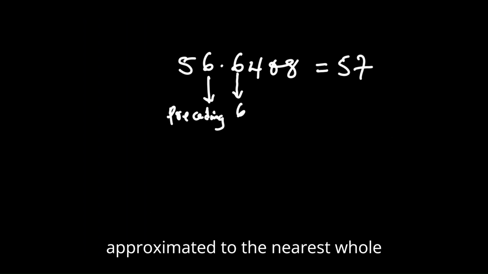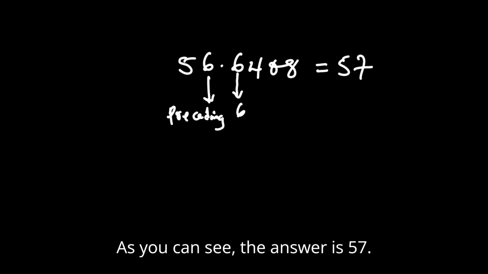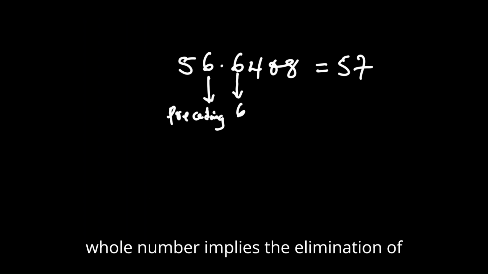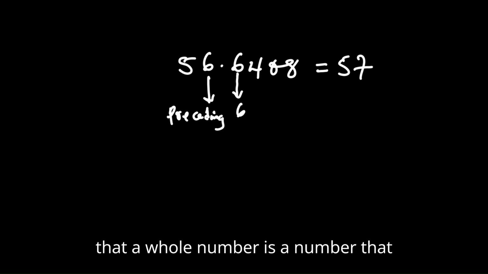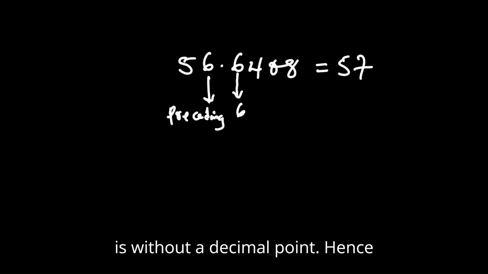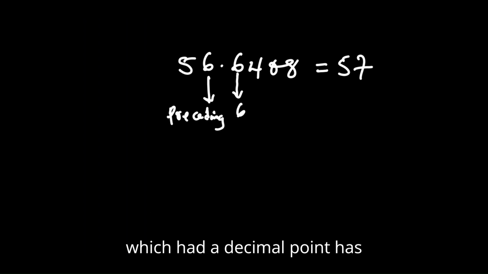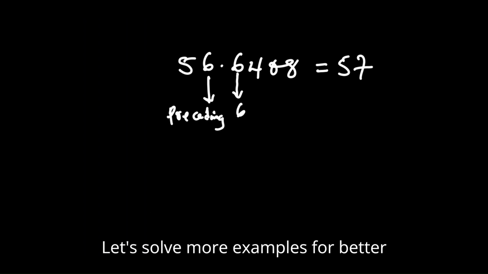We have approximated to the nearest whole number. As you can see, the answer is 57 because approximation to the nearest whole number implies the elimination of the decimal point. From the outset of this lesson, we noted that a whole number is a number that is without a decimal point. Hence, 56.6408, which has a decimal point, has been approximated to 57, a number without a decimal point. Let's solve more examples for better understanding.